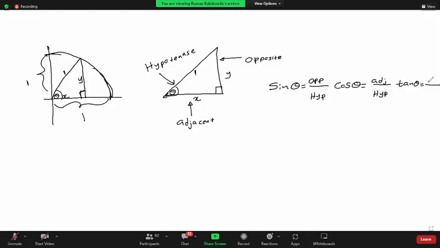What is tan theta? Opposite over adjacent. So these are the very basic terms we have learned from our early learnings, right? Now we are going to apply the values for sine theta. Opposite over hypotenuse. Opposite, in terms of y, is y, and the hypotenuse is equal to 1. So in this right triangle, we can write sine theta is equal to y.